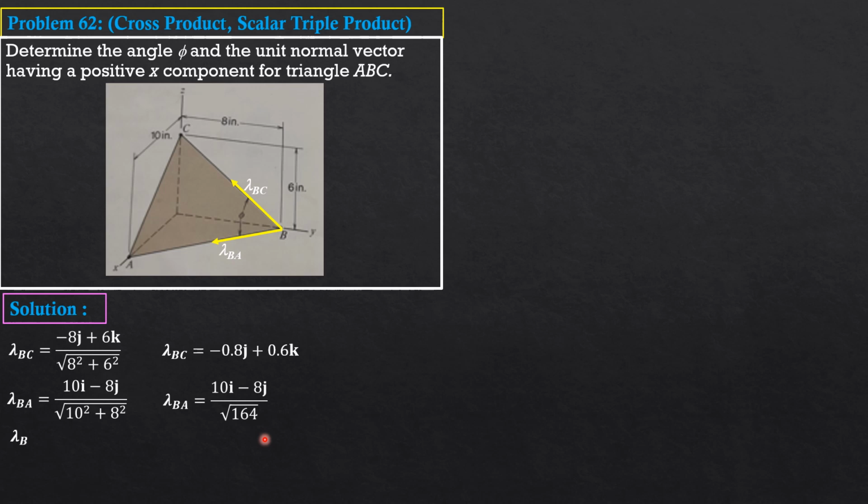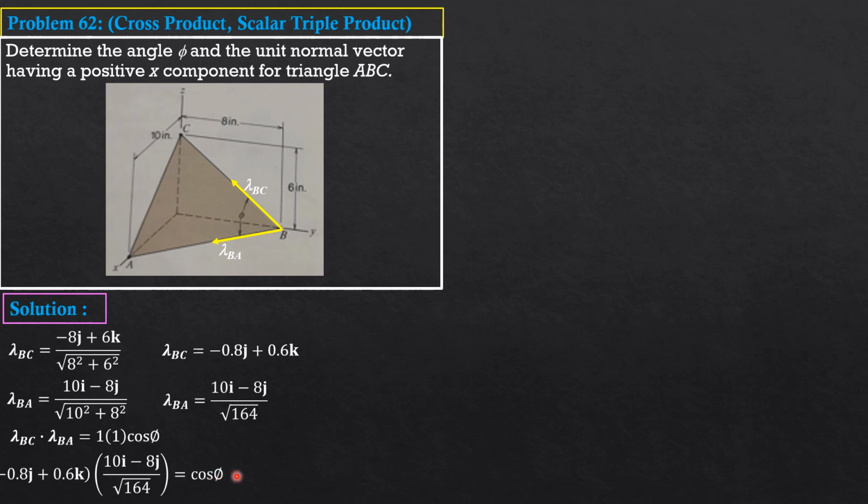Then obtain the dot product. Lambda BC dot lambda BA. Magnitude of BC is 1. Magnitude of BA is 1 also, times the cosine of the angle between them, which is P. Then we have negative 0.8j plus 0.6k times that 10i minus 8j over square root of 164 equals cosine of P.